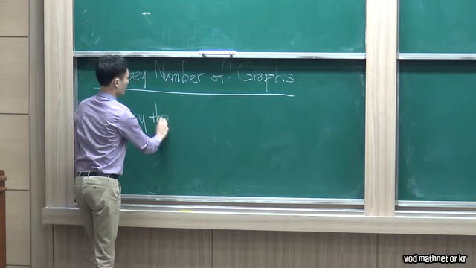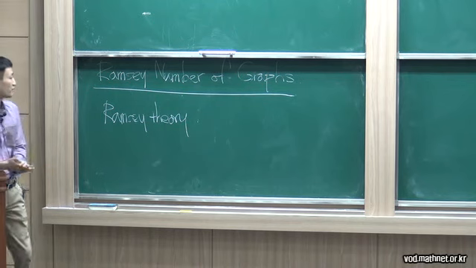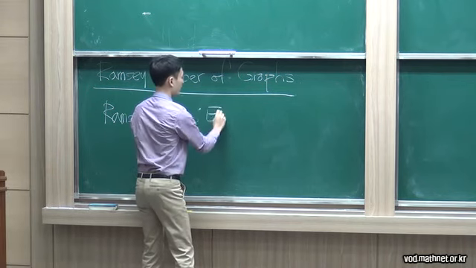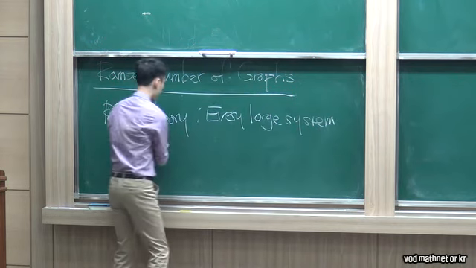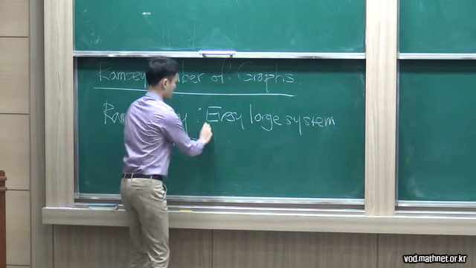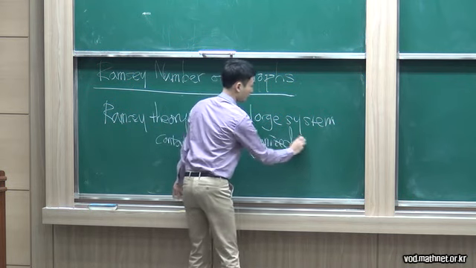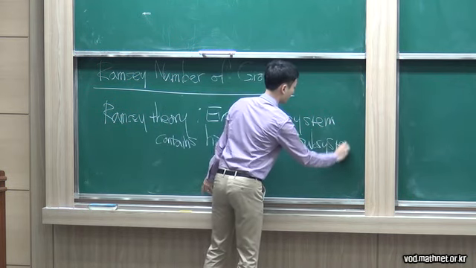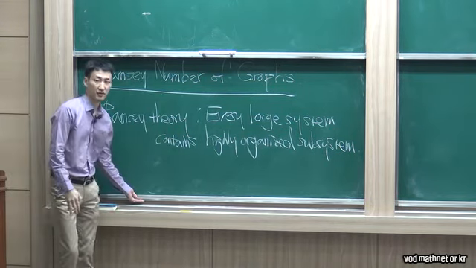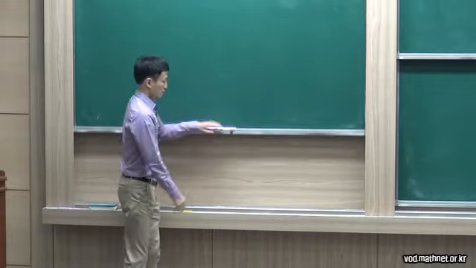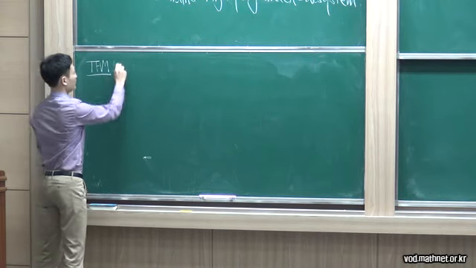Ramsey theory, very informally, can be defined as the study of problems that can be grouped under the common theme, saying that every large system contains a highly organized subsystem. Of course, this is not a very mathematical statement, but this captures the spirit of theorems studied under Ramsey theory. The classical example is the following theorem of van der Waerden from 1927.